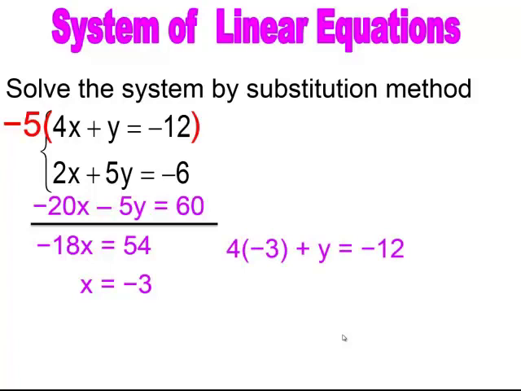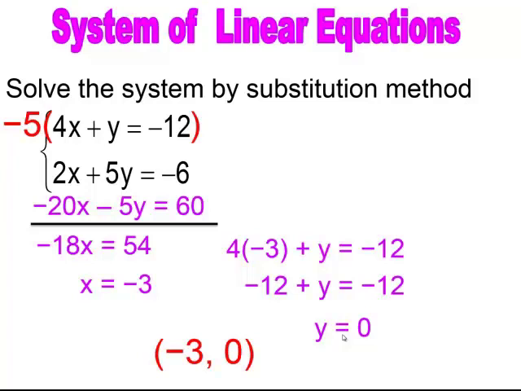Now you choose whatever equation you want. I chose the first one. I'm plugging in my x value, and I'm going to solve for y. So I end up getting a negative 12 plus y equals a negative 12. When I add 12 over, y is going to equal 0. Make sure you write your answer as an ordered pair, and it would be a negative 3 comma 0.